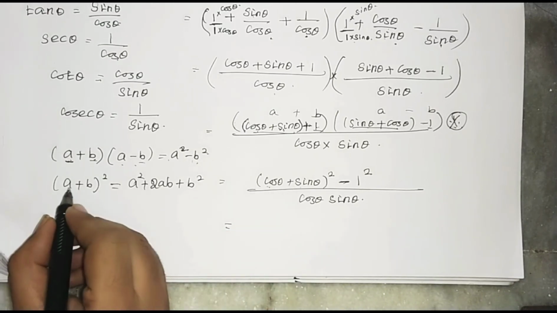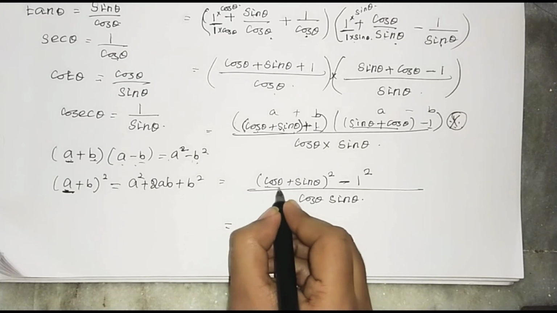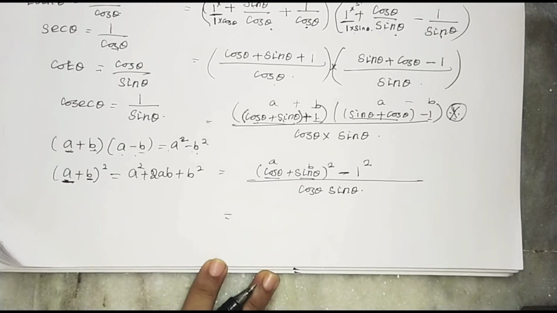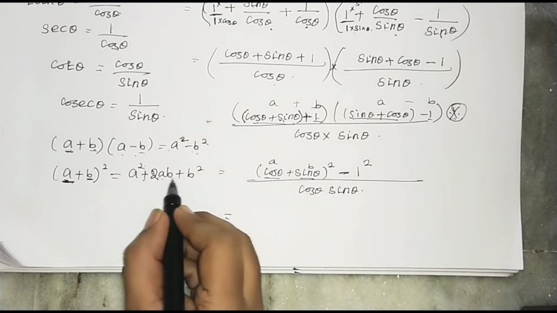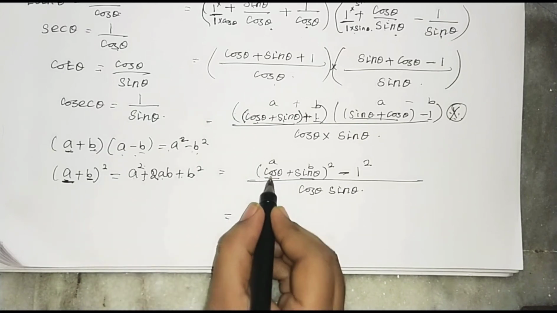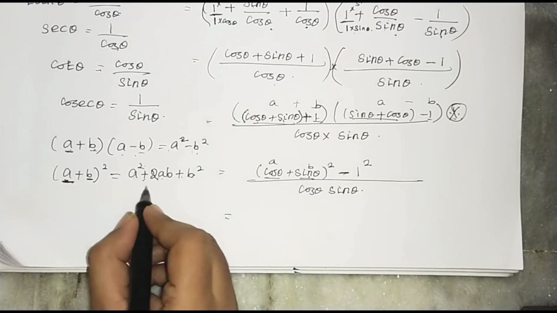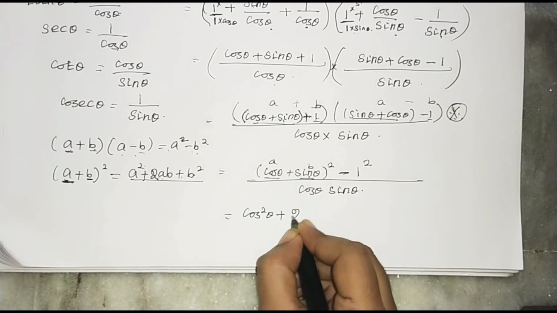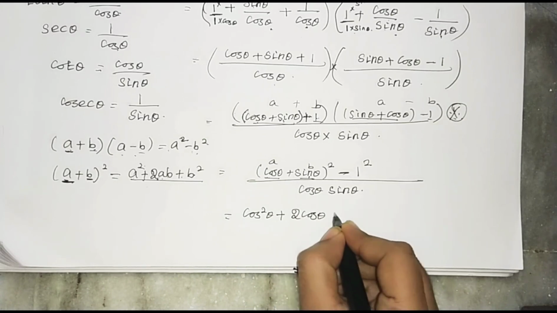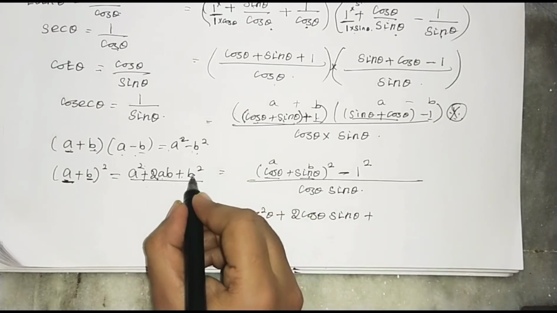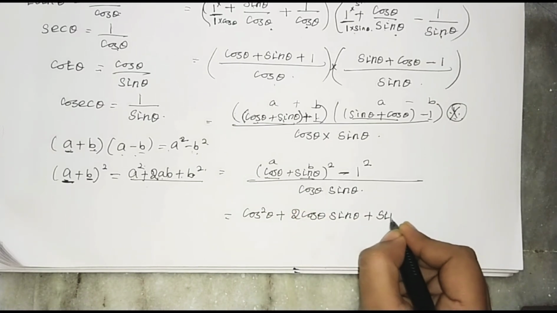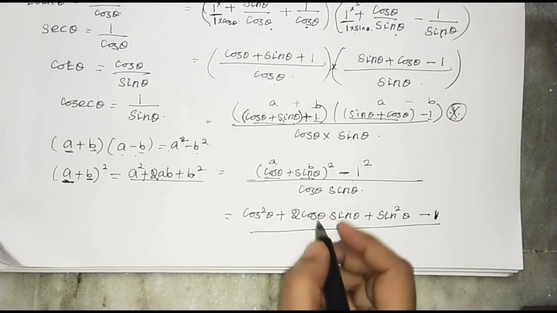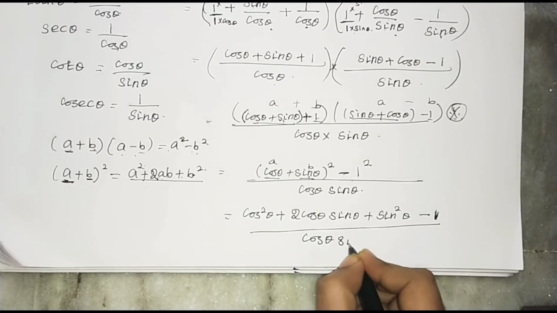Now we can apply this formula. Instead of a, we consider cos theta. Instead of b, we consider sin theta. Now we apply a square plus 2ab plus b square. Using this formula I am writing cos square theta plus 2ab, a is cos theta, b is sin theta, plus b square, sin square theta, minus 1 square I am writing as 1. The denominator is cos theta into sin theta.